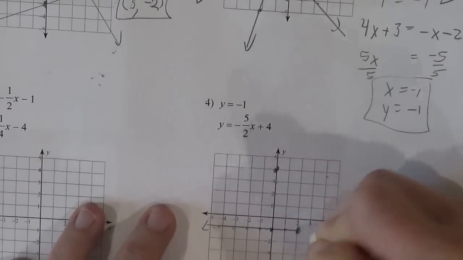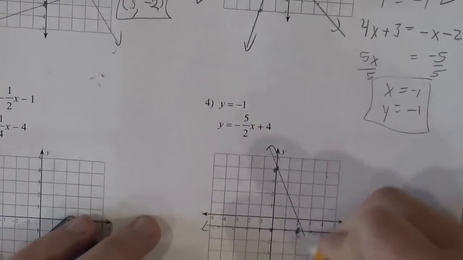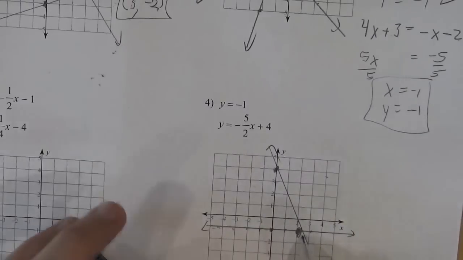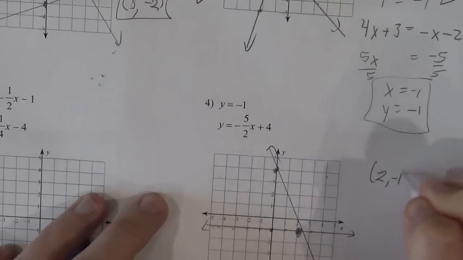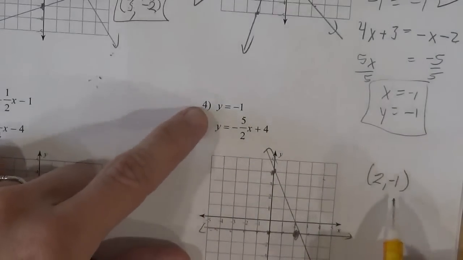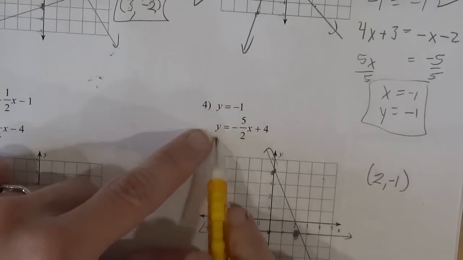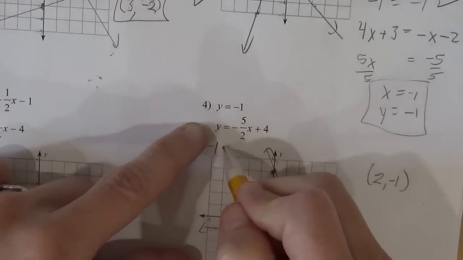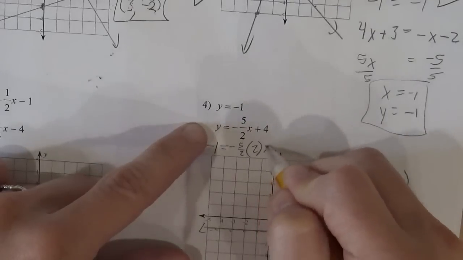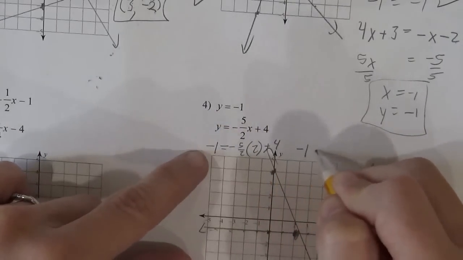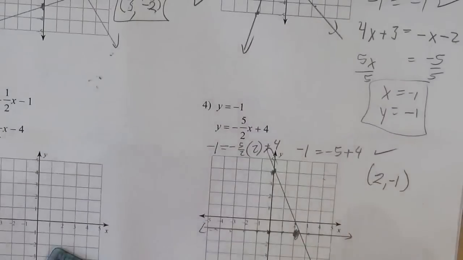1, 2, 3, 4, 5, 1, 2. So this point there happened to run across it right away. Whoopsie, if I can draw a straight line. That point there is where they intersect. That looks like it's 2, negative 1. Make sure it satisfies both. It certainly satisfies the first one because the y is negative 1. And then for this one, does negative 1 really equal negative 5 halves times 2 plus 4? Does negative 1 equal negative 5 plus 4? Yes, it does. Excellent.